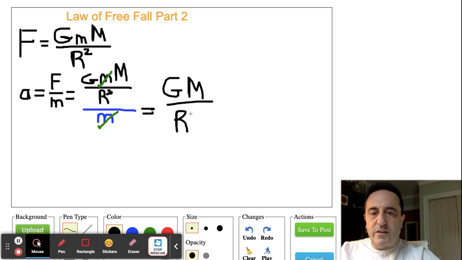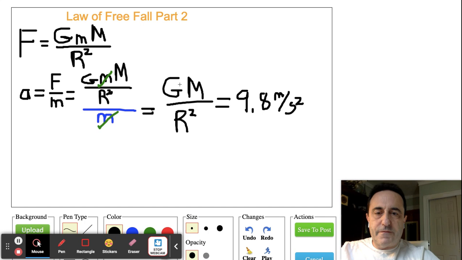of the Earth squared. And if we plug those numbers in, and you can look those numbers up on your own, Newton's universal gravitational constant, the mass of the Earth, and the radius of the Earth squared, and if you plug all those numbers in, you will get 9.8 meters per second squared. And you can use Google or any good textbook to find the mass of the Earth, the radius of the Earth, and Newton's universal gravitational constant.